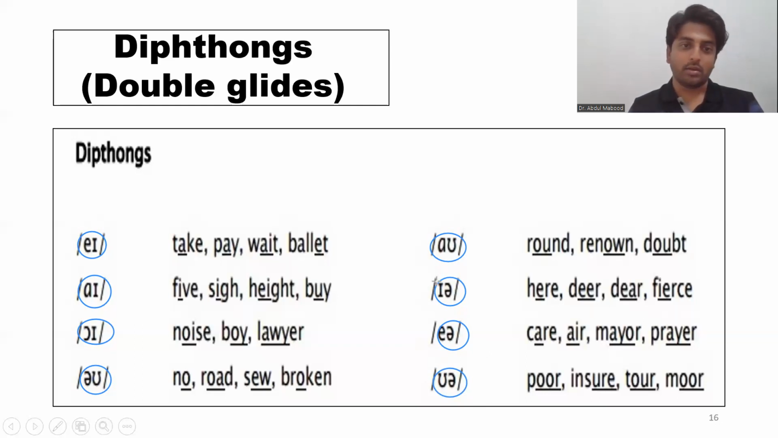Fine. So here in total we get 8 sounds. So 12 monophthongs and here 8 diphthongs. So in total we are getting 20 vowel sounds, or vowel phonemes. Fine. Let's move to the next slide.